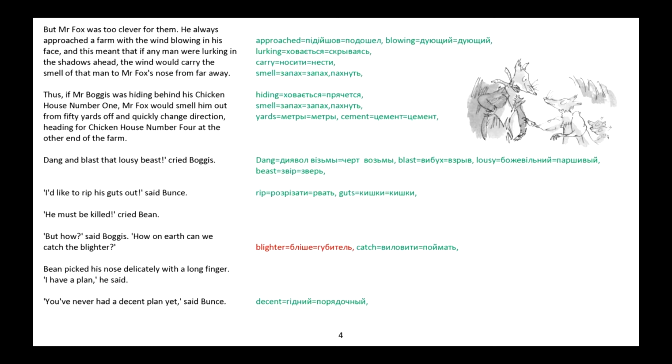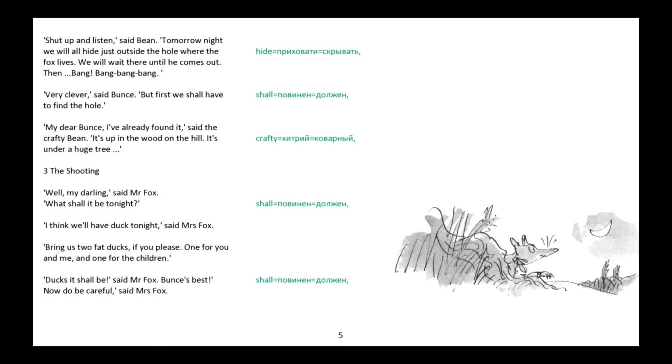"You've never had a decent plan yet," said Bunce. "Shut up and listen," said Bean. "Tomorrow night we will all hide just outside the hole where the fox lives. We will wait there until he comes out, then bang, bang, bang, bang." "Very clever," said Bunce, "but first we shall have to find the hole." "My dear Bunce, I've already found it," said the crafty Bean. "It's up in the wood on the hill. It's under a huge tree."